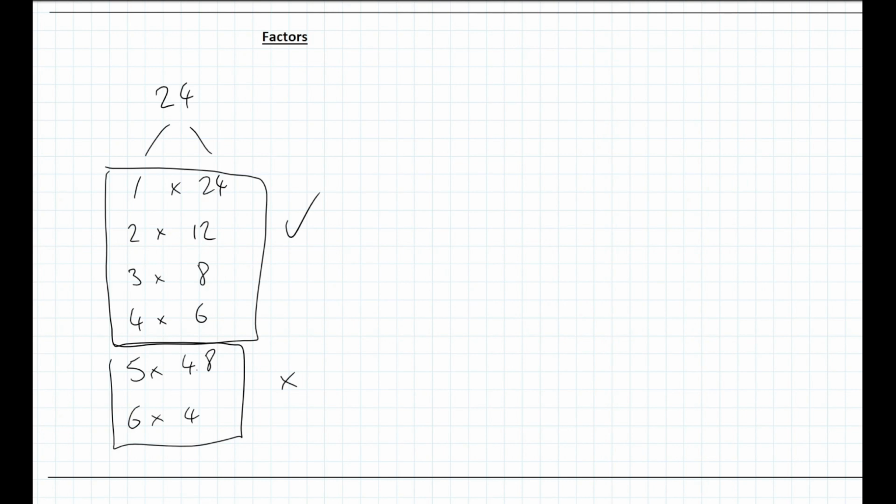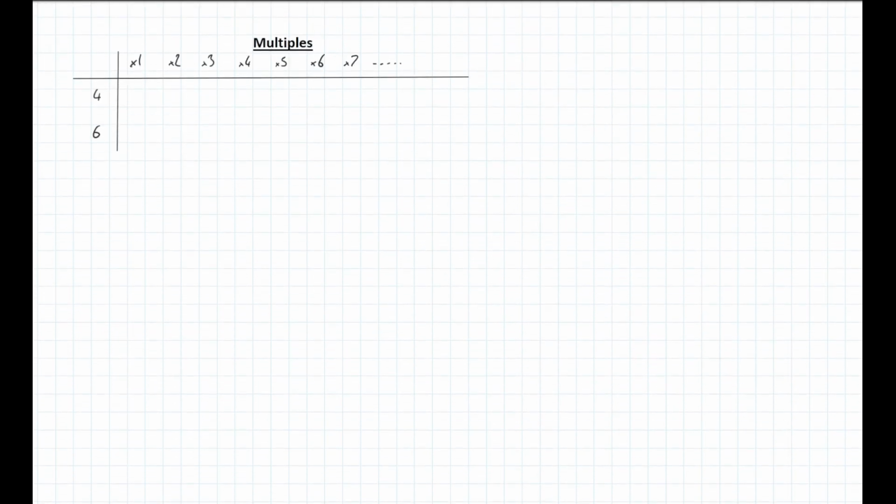Once we have our factors, we might want to list them out. So we could list them out just by writing them in order. So 1, 2, 3, 4, not 5 though, 6, 8, 12, and 24. And those are all the factors of 24.